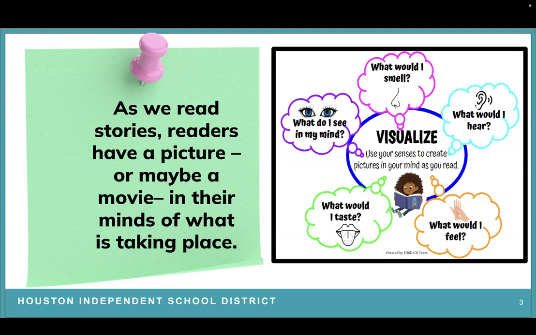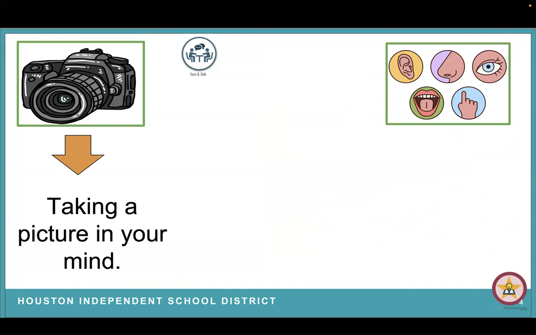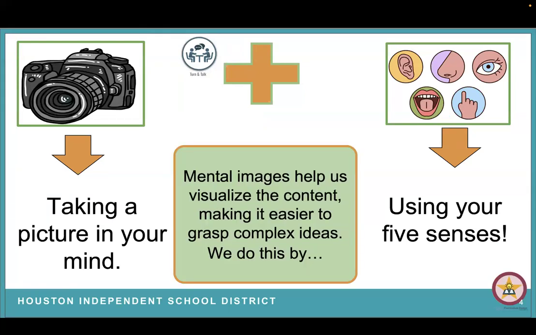When we visualize, we use all of our senses. We ask ourselves, what do I see in my mind? What would I hear? What might I smell, taste, or feel? This helps us understand the story better. Mental images help us visualize the content, making it easier to understand complex ideas. We create these images by taking a picture in our mind, just like a camera, and by using our 5 senses. Let me show you how this works.